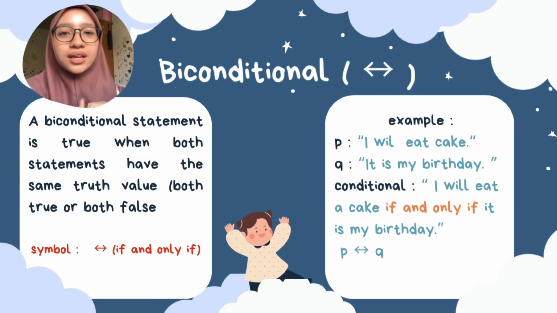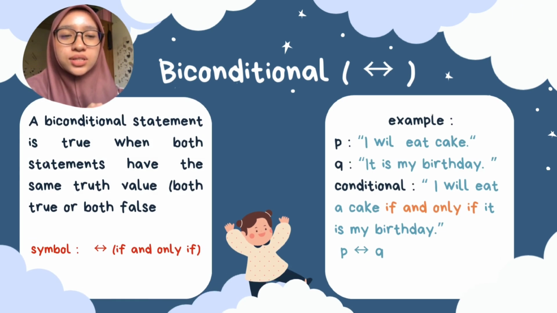And lastly, the logical connective is a biconditional. A biconditional statement expresses a logical relationship where both statements must have the same truth value for the entire statement to be true. This means the biconditional is true if both statements are true or both are false. If one is true and the other is false, the biconditional is false.